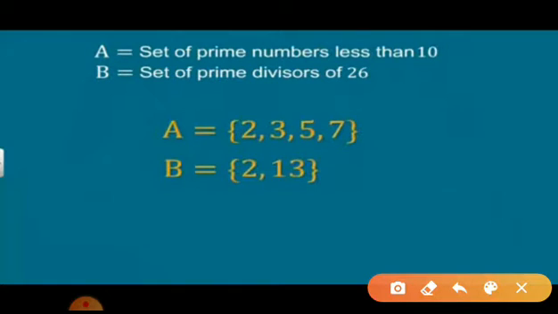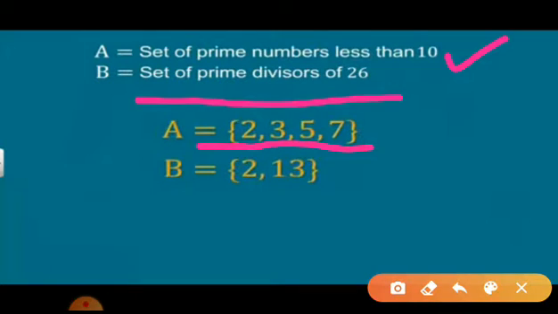Now consider this as an example. A is a set which contains the prime numbers less than 10, and B is a set which contains the prime divisors of 26. In the first case, it is the set of prime numbers less than 10, so it will be 2, 3, 5 and 7. And the second set B contains the prime divisors of 26. Prime divisors, that means it will be only 2 and 13.